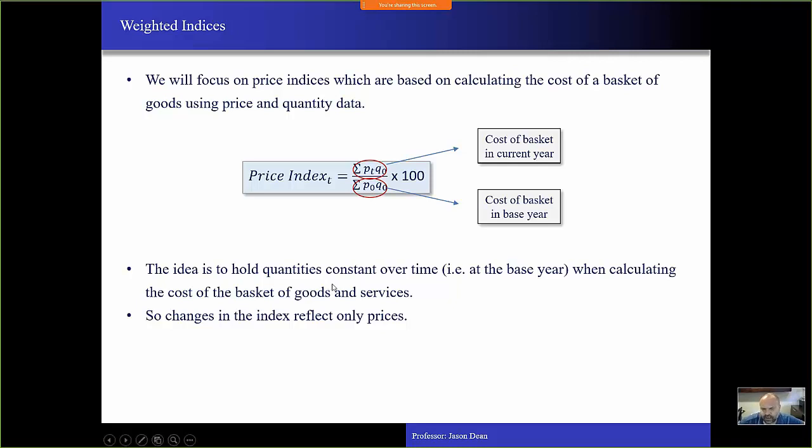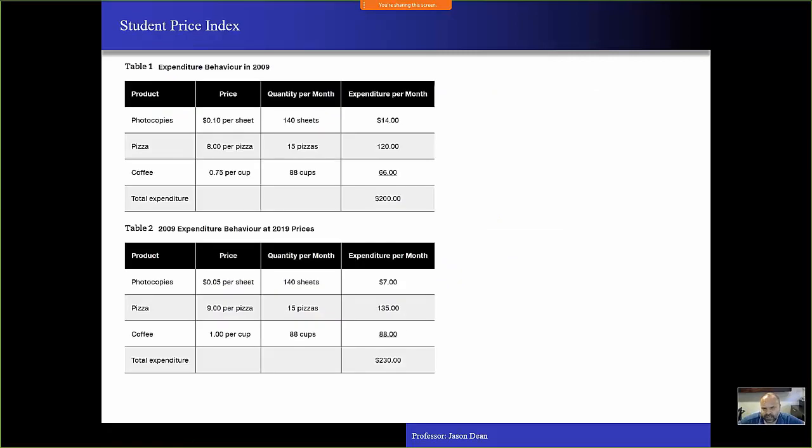So let's go through an example to reinforce this idea. Let's think of a student price index. In this first table, we have expenditure behavior in 2009. We have some products that students buy: photocopies, pizza, and coffee. We have their prices, their quantities, and how much they'll spend on these items each month. We get this column just by multiplying these together. So if we multiply these together, we get the expenditure for each item, and then we take the sum, and we see that the cost of this student basket of goods in 2009 is $200.